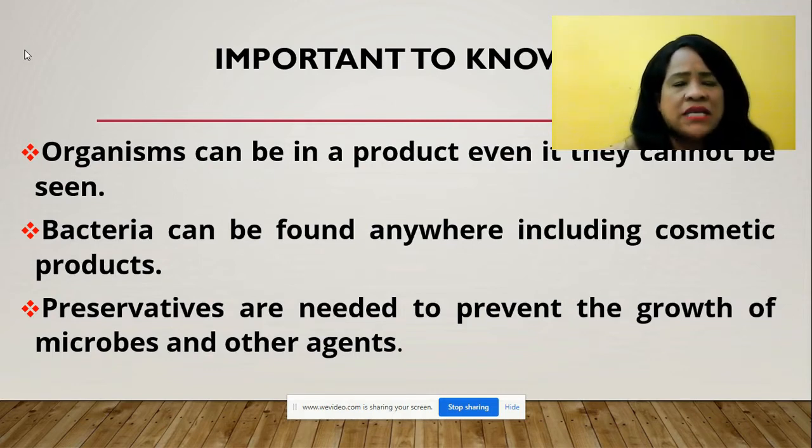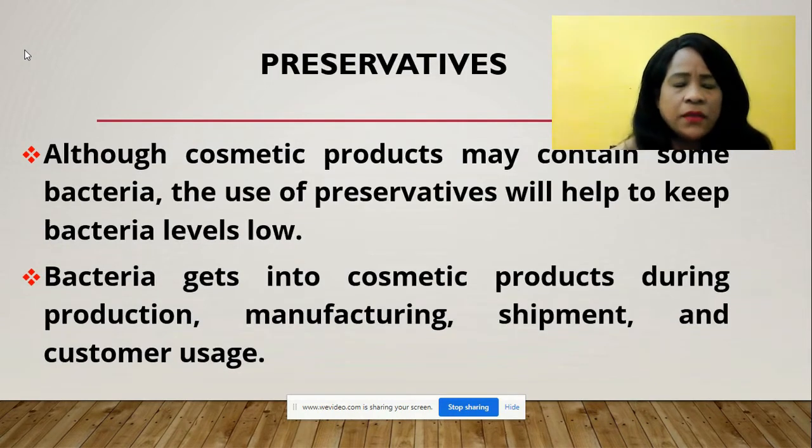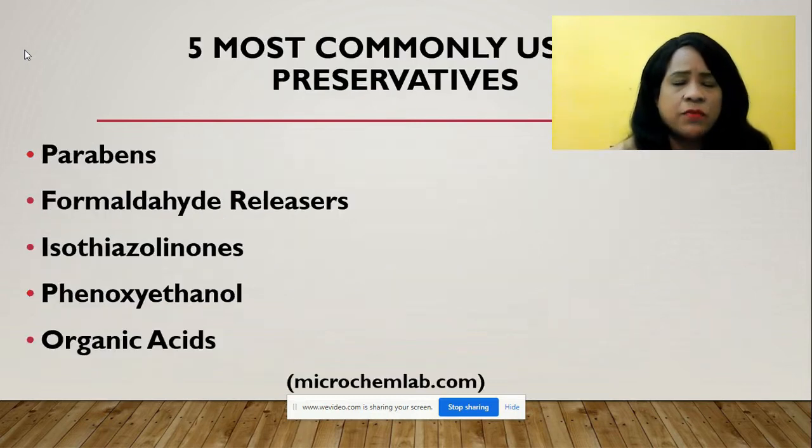There are some important things that you really do need to know. Keep in mind that organisms can be in a product even if you cannot see them, they can still be there. A bacteria can be found anywhere, including cosmetic products. Preservatives are needed to prevent the growth of these microbes and other agents. I like to just discuss preservatives a little bit more. Although cosmetic products may contain some bacteria, the use of preservatives will keep these bacteria levels very low. Bacteria can get into products in many ways during the production process, manufacturing, shipment, and customer usage.